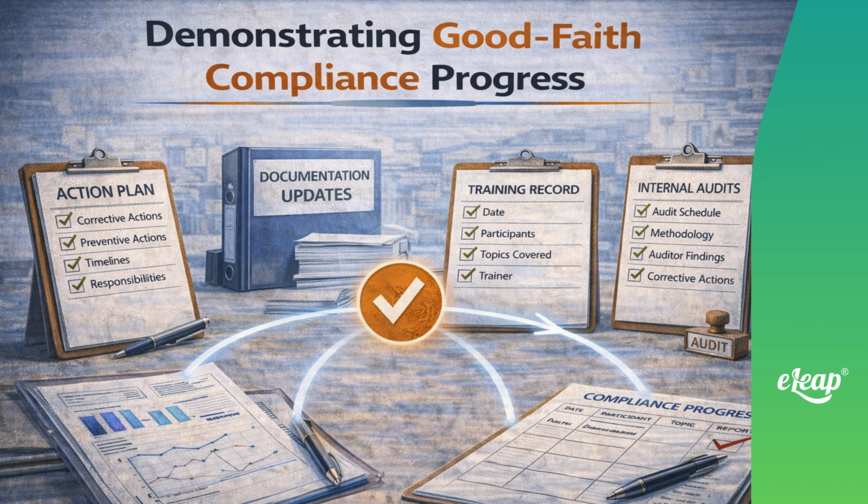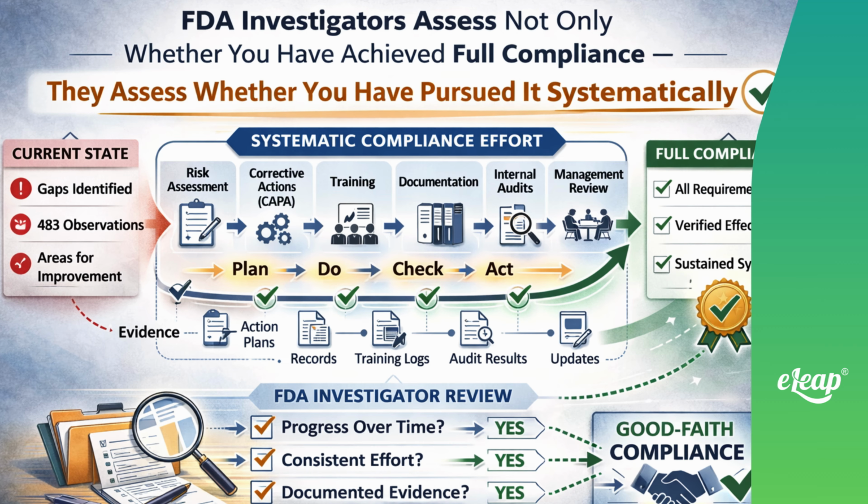Demonstrating good faith compliance progress. FDA investigators assess not only whether you have achieved full compliance, they assess whether you have pursued it systematically. A formal written gap assessment, a training program master plan, and a QMSR transition status summary give investigators auditable evidence of intentional compliance activity. Without these documents, a verbal explanation of your progress is all you have.